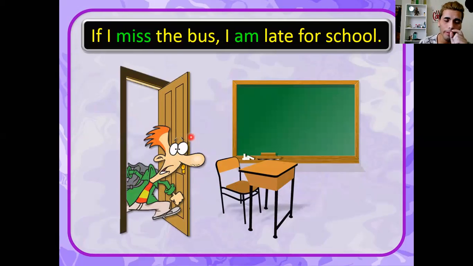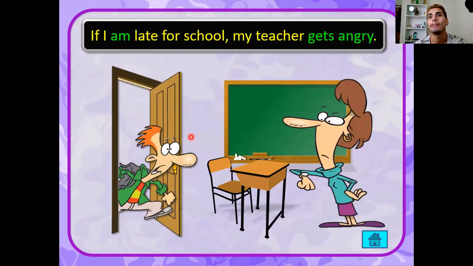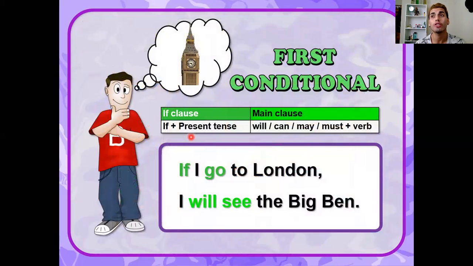So remember something really important about the zero conditional: both clauses have to be in present, always in present. Okay, let's continue with the results. If I am late for school, my teacher gets angry. Okay, let's talk about our first conditional now.